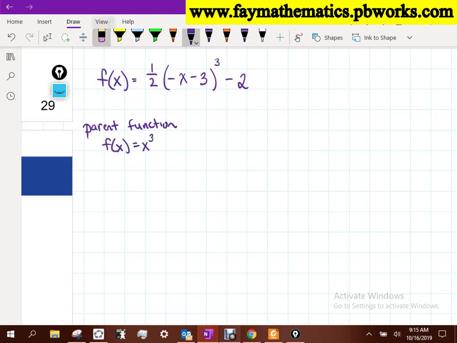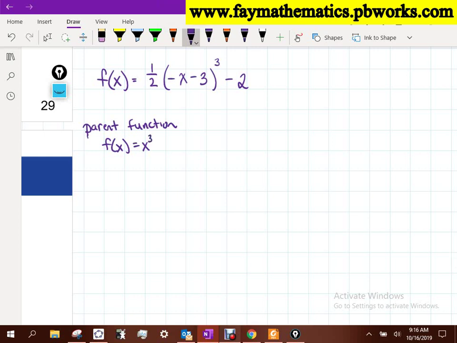Now, how do I determine that? Well, I'm going to erase all of the transformations that are taking place. We had a 1/2 out there, got rid of that. We got a reflection, get rid of that. Getting rid of the minus 3, that's a horizontal translation. This minus 2 is a vertical translation. And I'm left with that. That's my parent function. That's the best way, I think, to recognize the parent function: erase everything that is doing a transformation. In order to do that, obviously you have to know what all your transformations are and where they show up. So our parent function is x cubed.